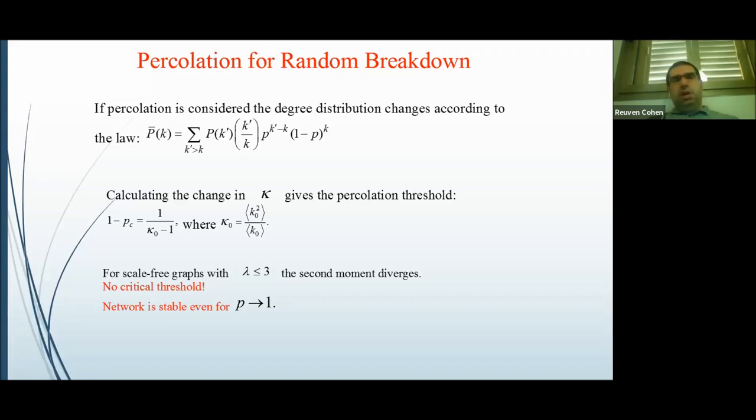This ratio is actually the average number of neighbors of a node which is arrived at by following some random edge. So there's a saying in the network community which says that you are not special, but your friends are. If I just look at a random person, they are not special.